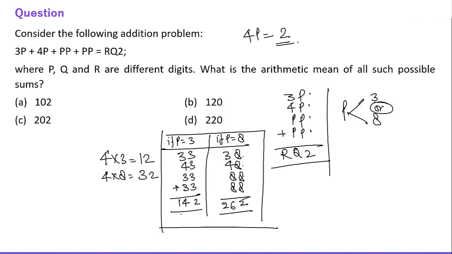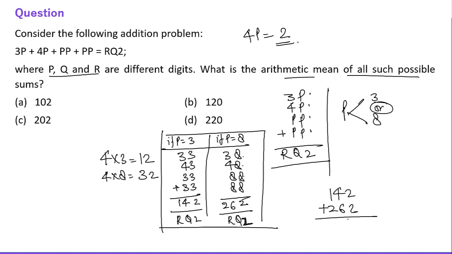So RQ2. The question is saying where P, Q, R are different digits. What is the arithmetic mean of all such possible sums? Okay, so RQ2 can be... PQR we need to find out different, right? So P is 3, R is 1, Q is 4. Here R is 2, P is this, and okay, fine. So this is 142 and 262.